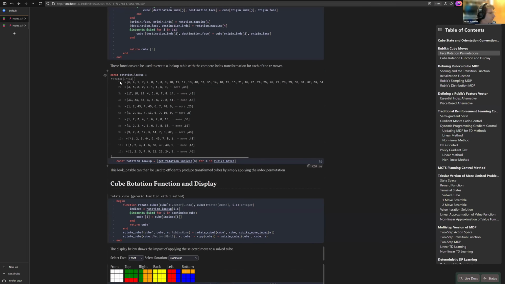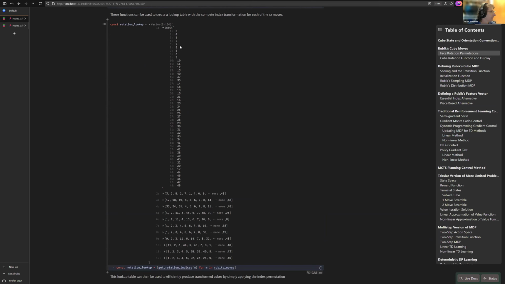So there's 12 moves, right? The 6 faces and the 2 directions. And what's being shown here is the total permutation for each of the 12 moves. So basically, if I take the cube I have and then I reorder it according to this vector, then that will be the effect of applying move 1, where I have the moves numbered.